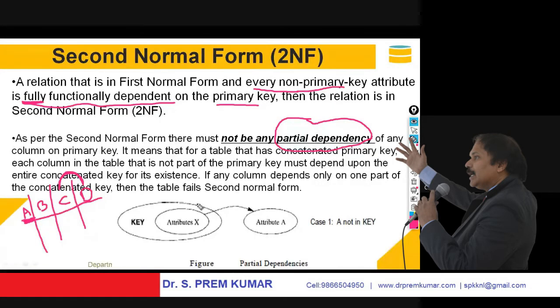It should not be like this. All should be dependent on the key. Any attribute should be dependent on the key. But here in this case, A is an attribute which is not dependent on the key. It is dependent on some X attribute. That should not happen. That's called partial dependency. There should be no partial dependency. There should be fully functional dependency. If this is the case, then we need to apply a normalization technique called second normal form.